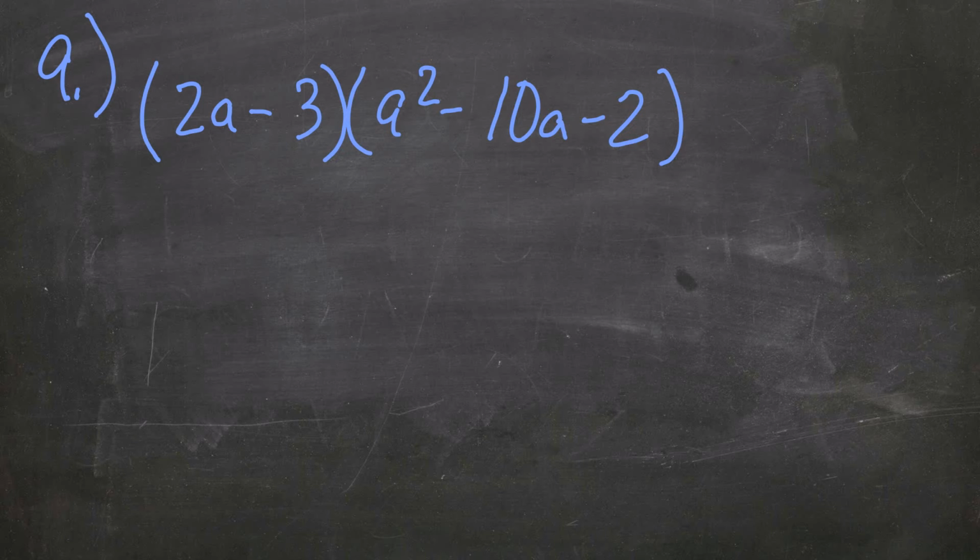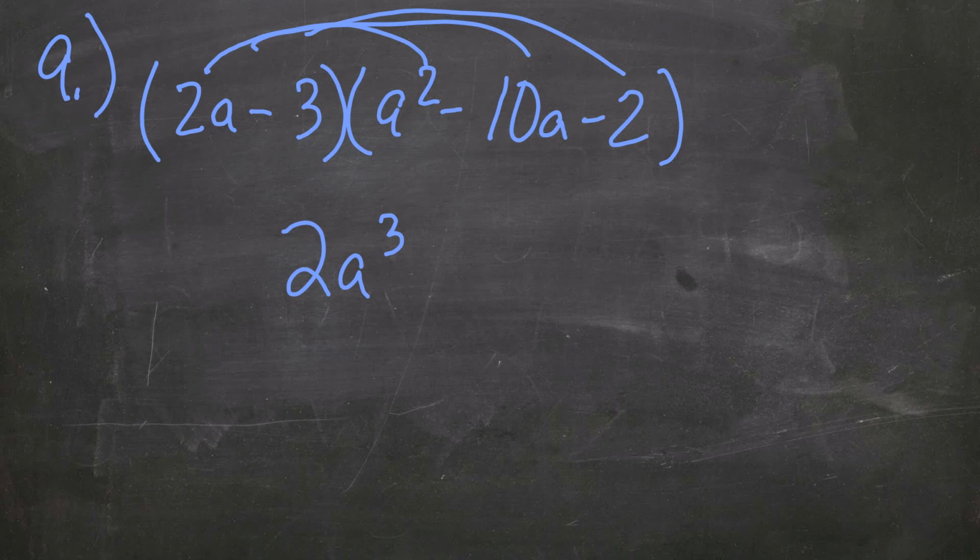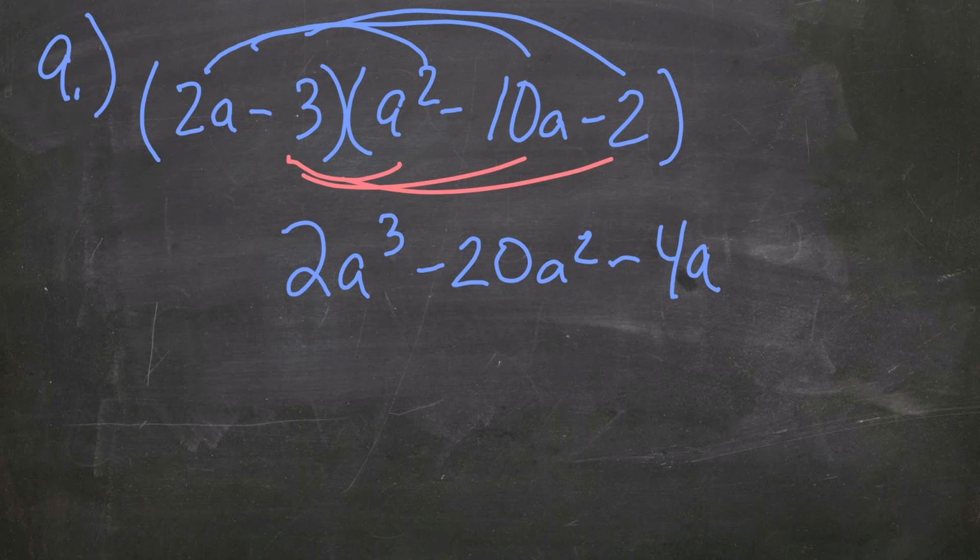Alright, number 9. We're going to do the exact same thing, but now 2a is going to go to everything. So 2a goes to everything. 2a times a squared is 2a cubed. 2a times negative 10a is minus 20a squared. 2a times negative 2 is minus 4a. Now negative 3 is going to go to everything. Negative 3 times a squared is minus 3a squared. Minus 3 times 10a is plus 30a. Minus 3 times minus 2 is plus 6.